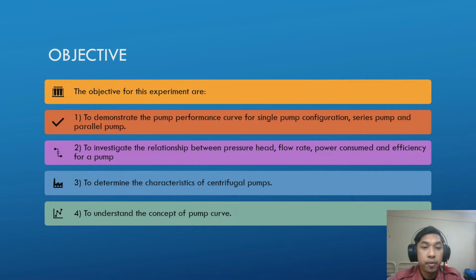Next is the objective. The objectives of this experiment are, first, to demonstrate the pump performance curve for single pump configuration, series pump and parallel pump. Next is to investigate the relation between pressure head, flow rate, power consumed and efficiency for a pump. Next is to determine the characteristics of a centrifugal pump, and then to understand the concept of the pump curve.